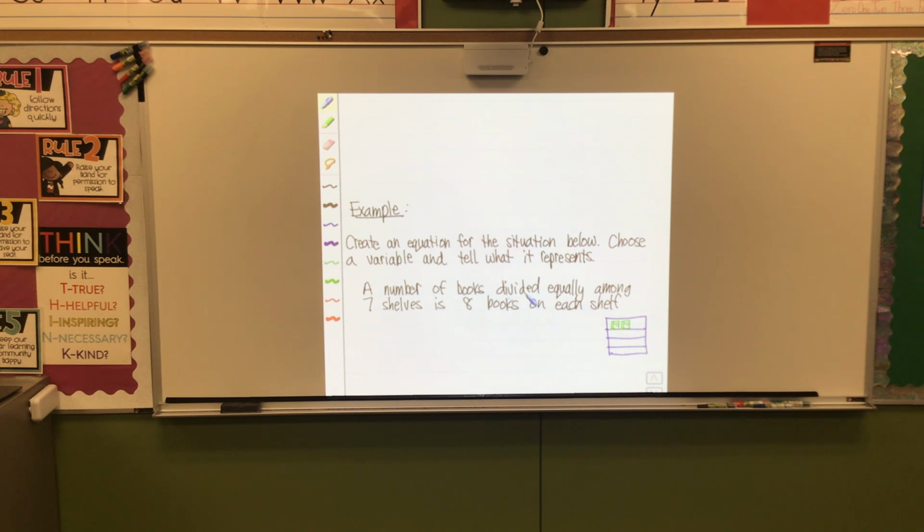Excellent job. So a number of books is what we're looking for. So let's call that B. Divided equally among 7 shelves. So divided by 7 is, that means our equal sign, 8 books on each shelf. So B is our variable, and it represents the number of books started with. So number of books started with, I guess I would say.